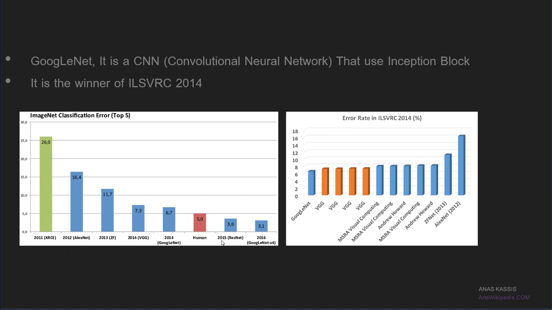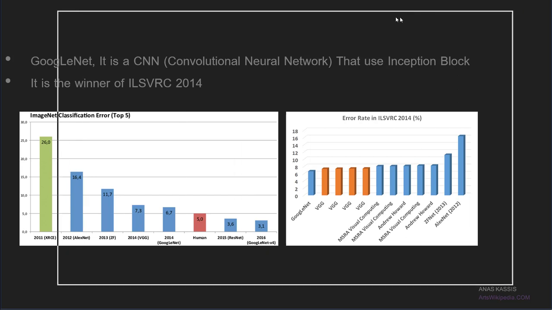Later in 2015, ResNet came and outperformed human prediction of images, with an error of 3.6. In 2016, GoogLeNet version 4, which is Inception 4, was the winner; here we have Inception version 1. So let me show you where we are right now in 2020.